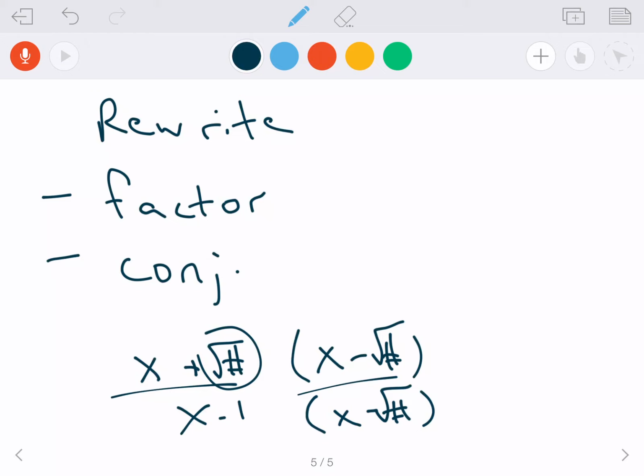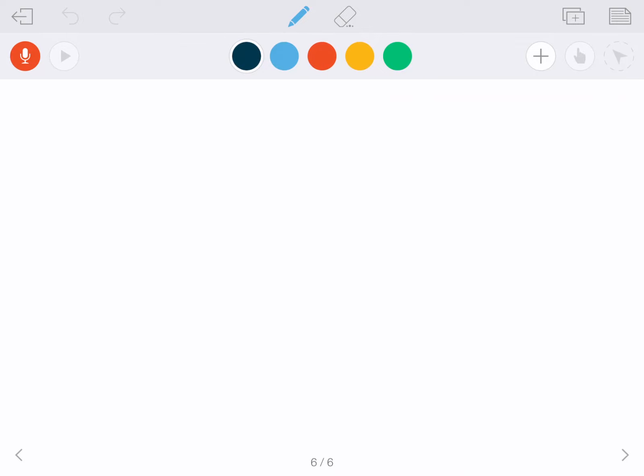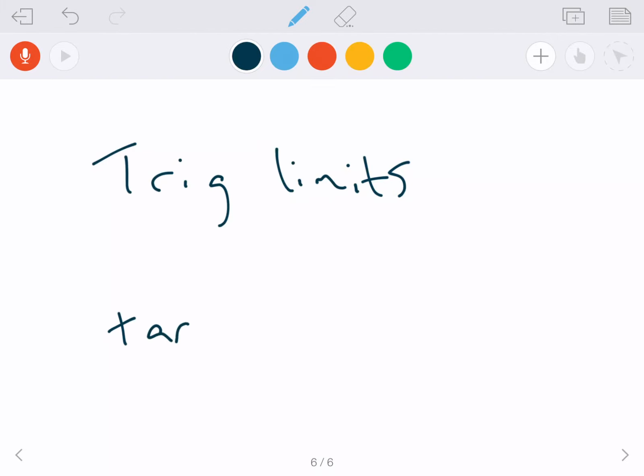And then the other thing you should be on the lookout for is your special trig limits. Don't forget those two trig limits that you should have memorized. And that's a good way to rewrite things. Don't forget your ratio identities. Say, you can rewrite tangent of x as sine over cosine.